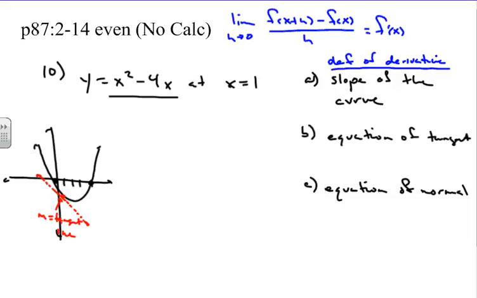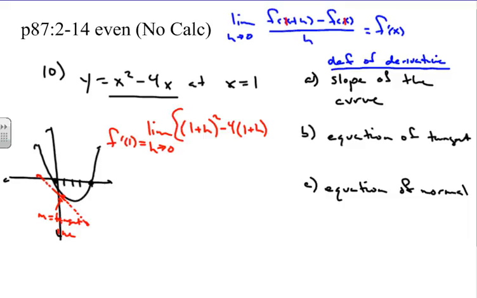So we're going to look for f prime of 1. Using the limit definition, we take the limit as h approaches 0 of f of 1 plus h minus f of 1. So we're going to take 1 plus h and plug it into this function. So we have the quantity 1 plus h, squared, minus 4 times 1 plus h. And that is what f of 1 plus h is.